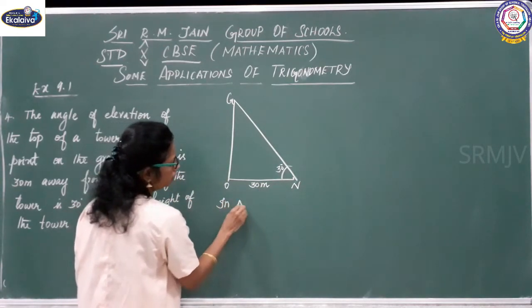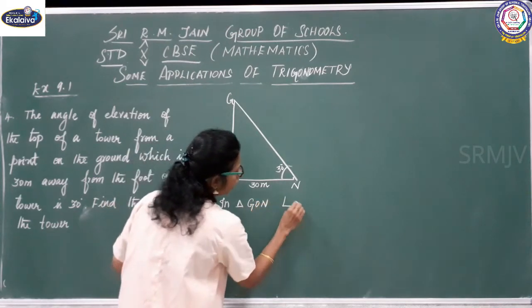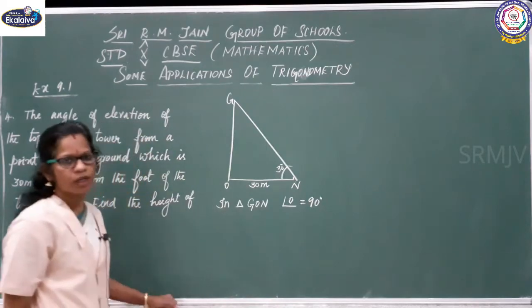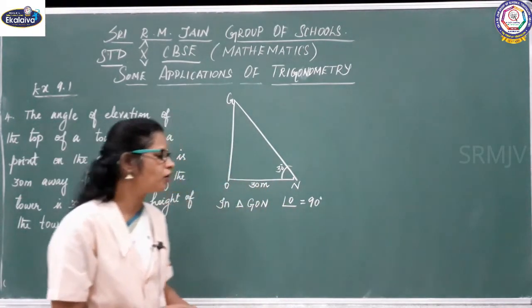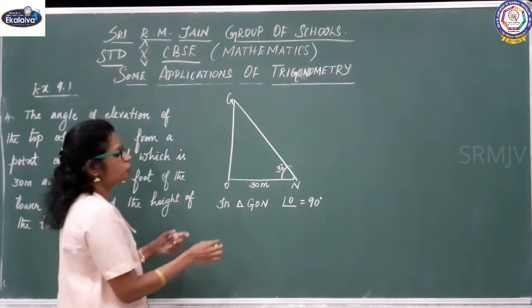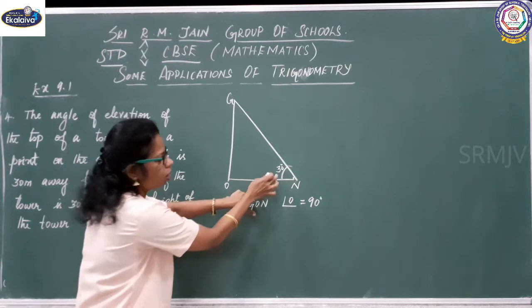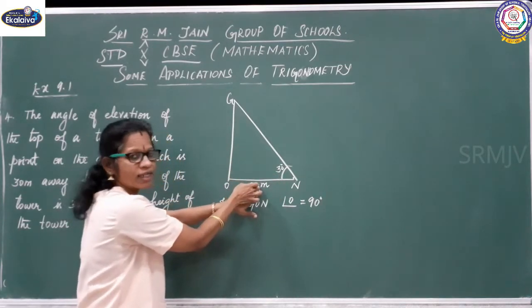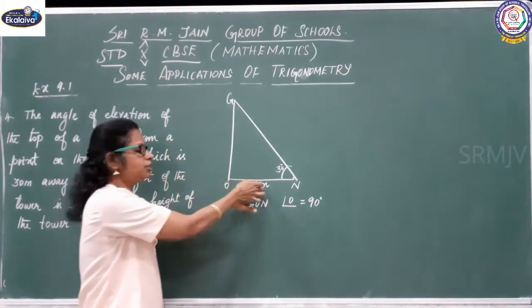In triangle GON, angle O equal to 90 degree. I said trigonometry, we are going to use only the right triangle, right? Then they are expecting height of the tower. See here, opposite to the angle is opposite side. This is your adjacent. They are expecting to find opposite side, adjacent is given.